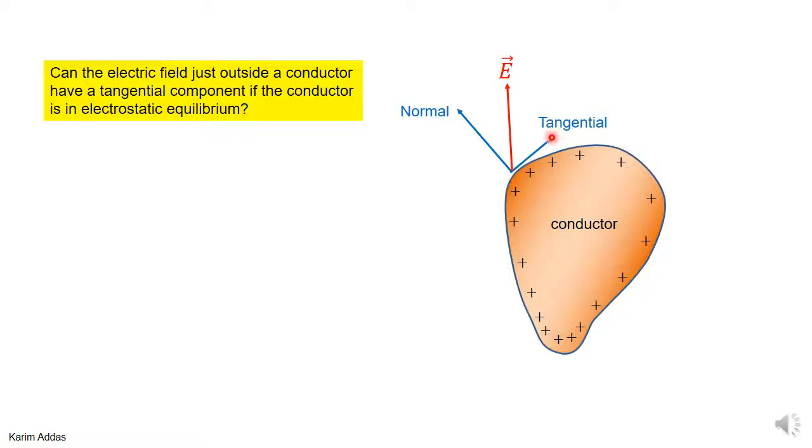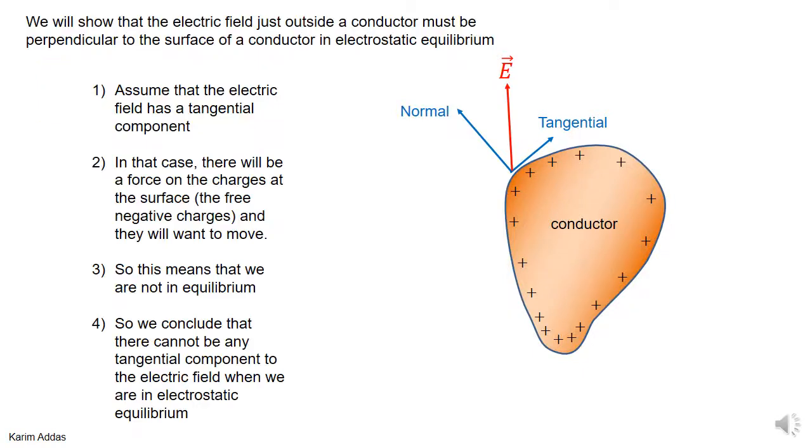Do you remember what the argument was? The idea is, let's assume that there is a tangential component of electric field. In that case, there are always free charges on the surface, ready to move if a force is applied to them. So if there is a tangential component of electric field, those charges will start to move on the surface, and that means we will not be in equilibrium. And so the conclusion is that there cannot be any tangential component of electric field on the surface. There can only be a normal component.